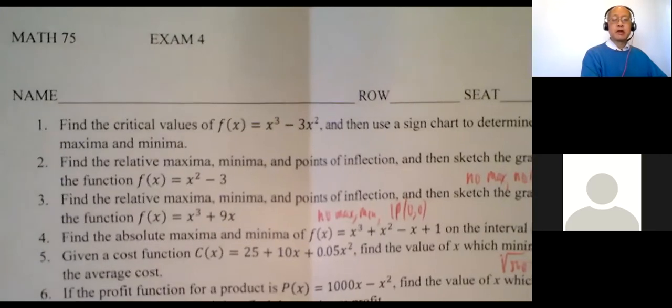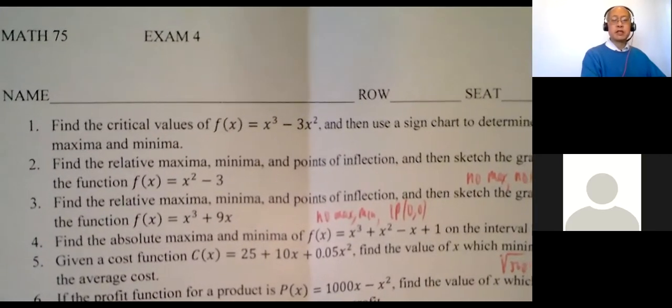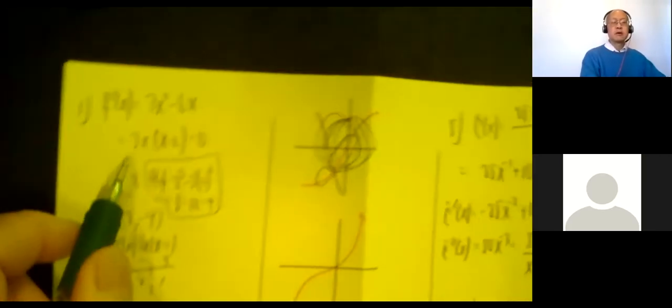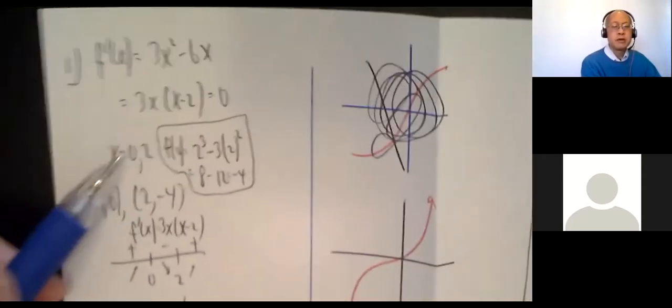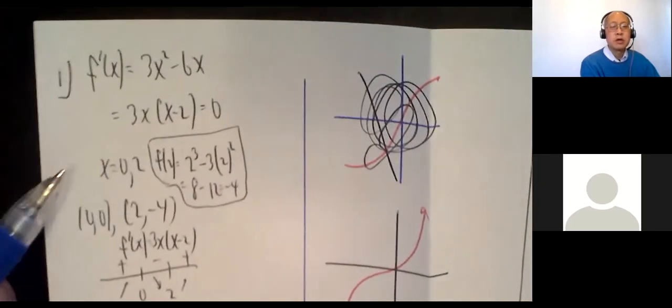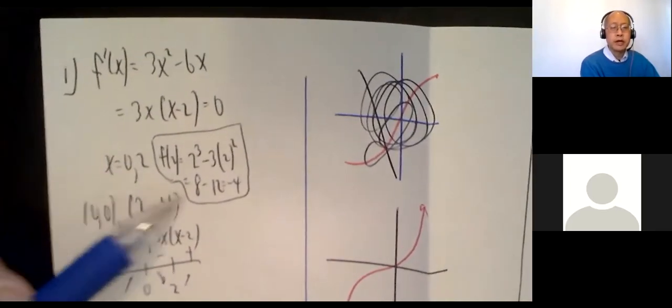As for critical values, take the derivative and make a sign chart. So the derivative of number 1, 3x squared minus 6x. Factor 3x times x minus 2, set it equal to 0, which gives me x equals 0 and 2. Plug in 0, you get 0. Plug in 2, you get negative 4.